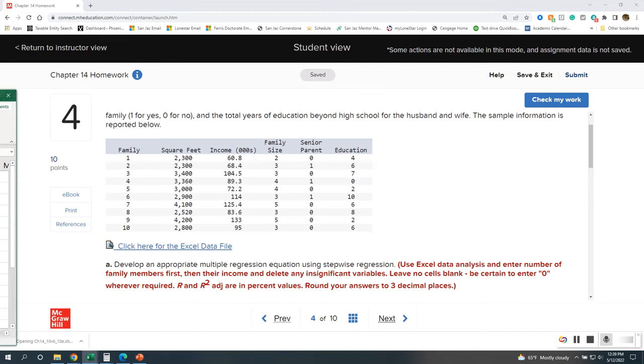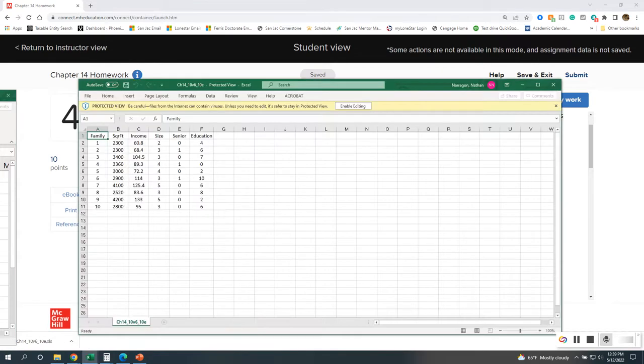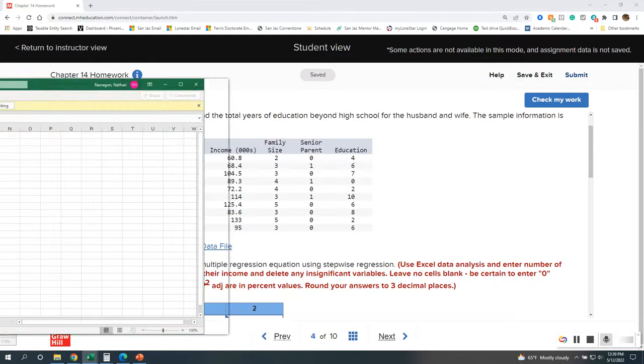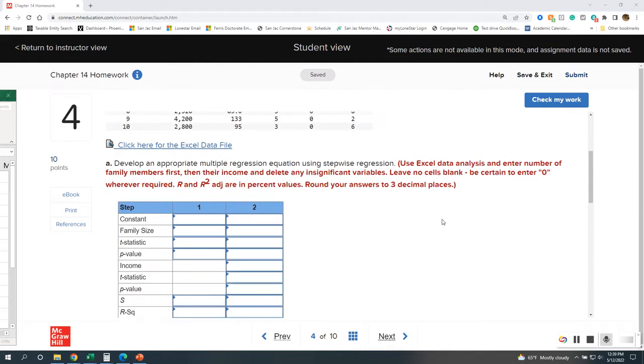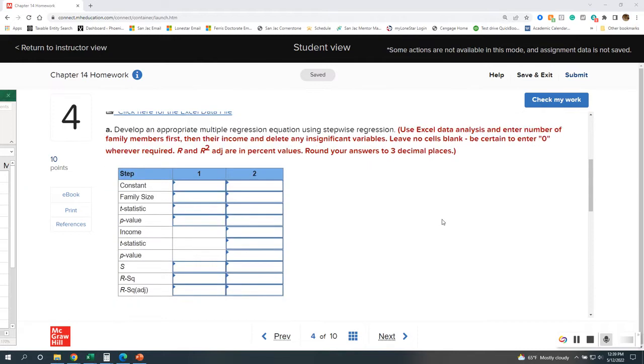We're going to go ahead and download. Okay. So, develop an appropriate multiple regression equation using stepwise regression. Use Excel data analysis and enter the number of the family members first.